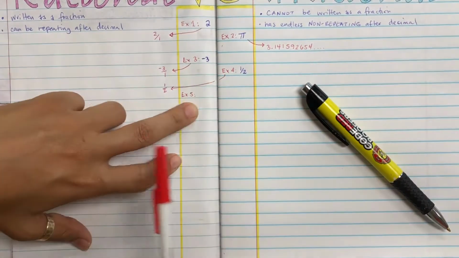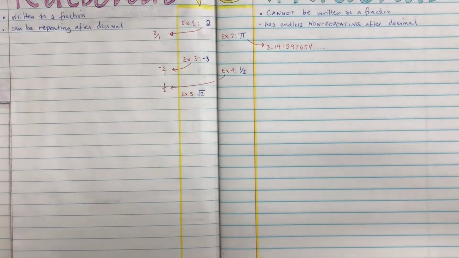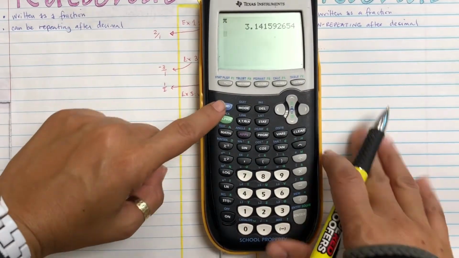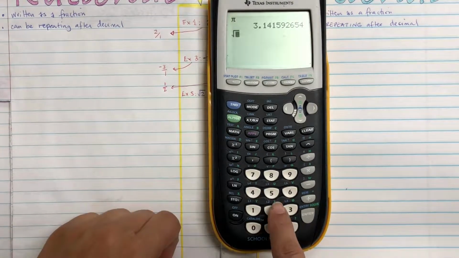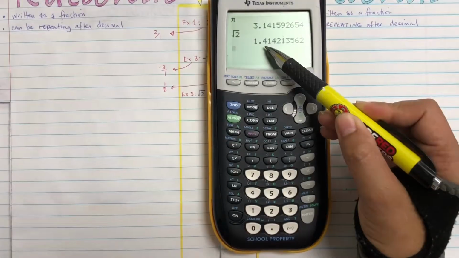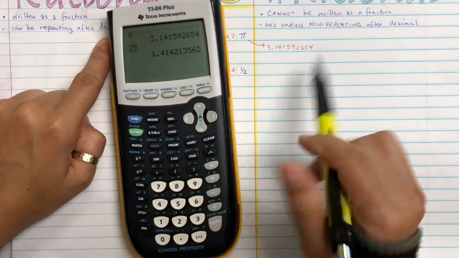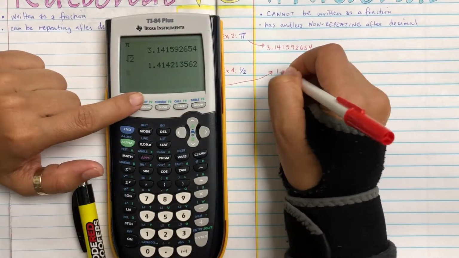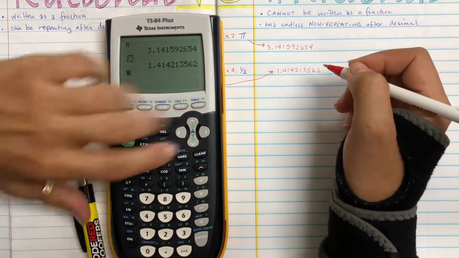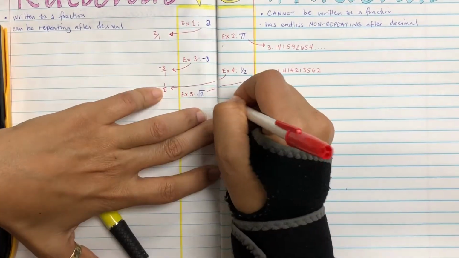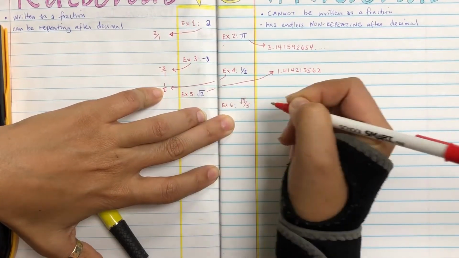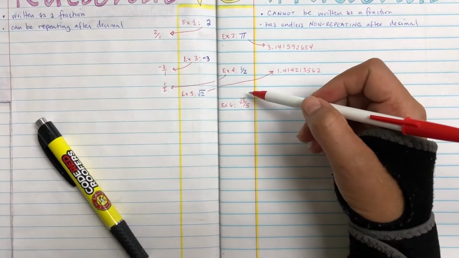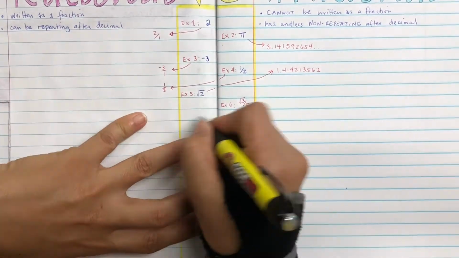Example number 5, square root of 2. Alright, so anything that isn't a perfect square will be an irrational number. For example, if you put it in the calculator, you'll see that it won't give you an integer. It'll give you a non-repeating decimal. See how all the numbers are different? That means it's irrational because it's non-repeating after the decimal. So square root of 2 goes on the right-hand side as irrational. Example 6, radical 3 over 5. We know radical 3 is not a perfect square, so that's an irrational number. Divide that by a rational number, you still get an irrational number.